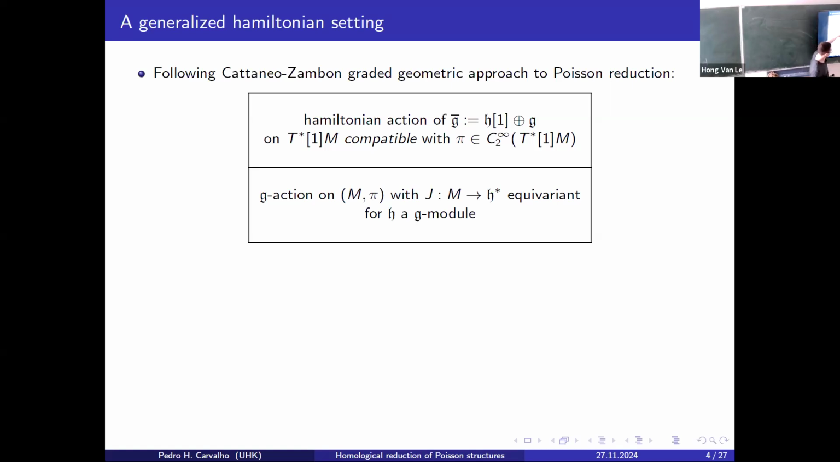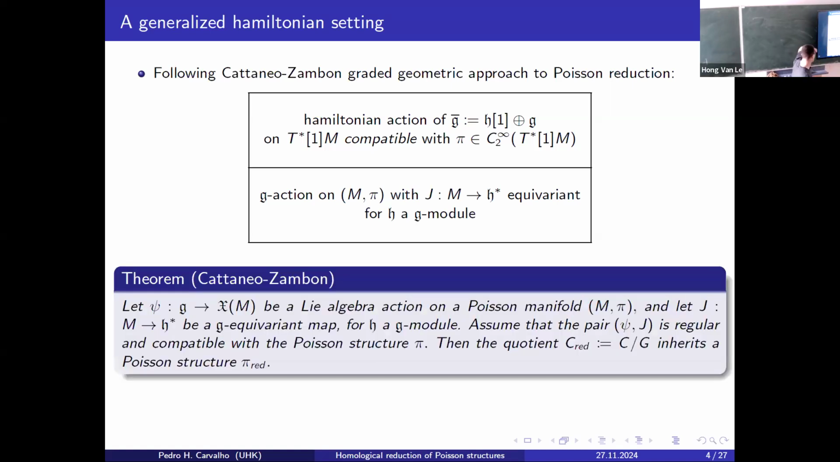And when you translate the compatibility here, the condition that the bivector satisfies with respect to this data is also weaker in a certain sense. In particular, you don't need the bivector. One thing that appears in the usual Hamiltonian context is that the bivector is invariant by the action. And in this case, you don't need the bivector to be invariant. So it is slightly more general than the usual Hamiltonian setting.